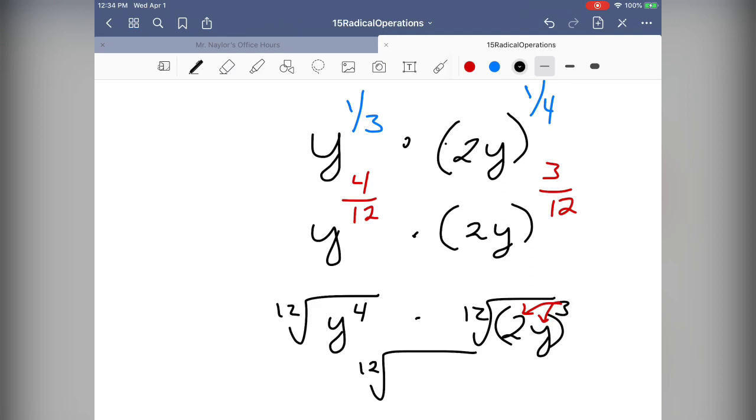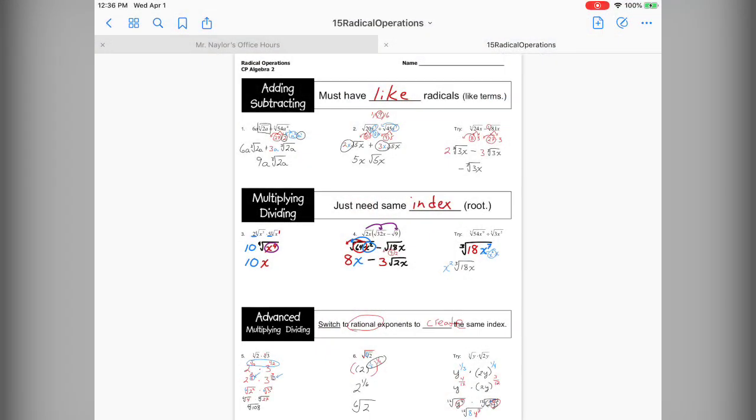2 to the 3rd power, this blue 2 to the 3rd power, that is going to be 8. The y's are going to add together, y to the 4th, y to the 3rd. We're going to add those up. We're going to end up with 7. Now, there's nothing else to do here because 12 is too big of a root. I can't pull any numbers out since 12 is already larger than y to the 7th, and there's no perfect number inside of 8. All right, so how about this problem on the back?